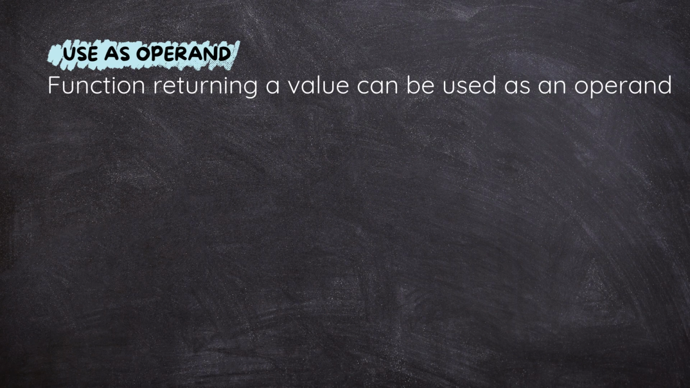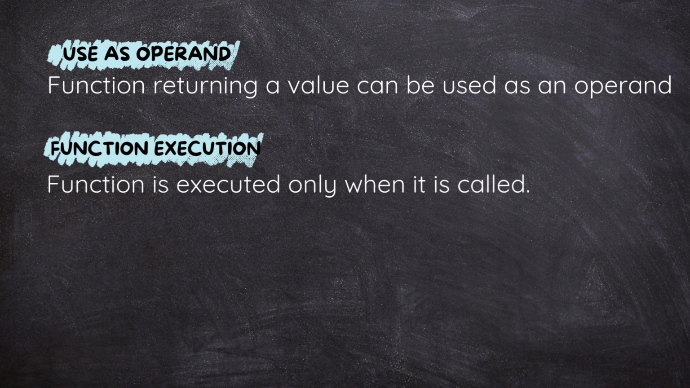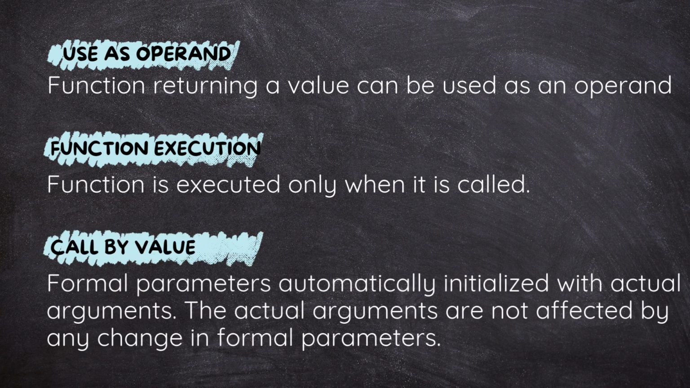Important thing to note here is that the code of a function will be executed whenever it is called by some other function. If a function is defined and it is never called anywhere, this function will never get executed. When a function is called, the formal parameters are automatically initialized with the values of the actual arguments. Any change made to the parameters inside the function do not affect the actual arguments. This mechanism of passing arguments is known as call by value.